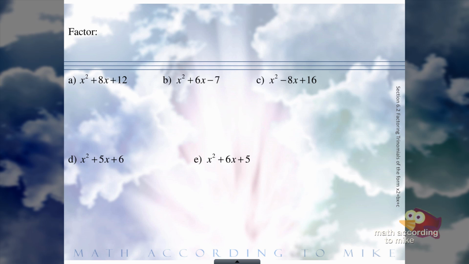So for the very first one there, what you want to do is ask yourself, what are the factors of 12 that add up to 8? If you need to, off to the side, write down the factors of 12. You have 1 and 12, 2 and 6, 3 and 4. Well, the pair that adds up to 8 is 2 and 6. So because of that, we'll say x plus 2, x plus 6.